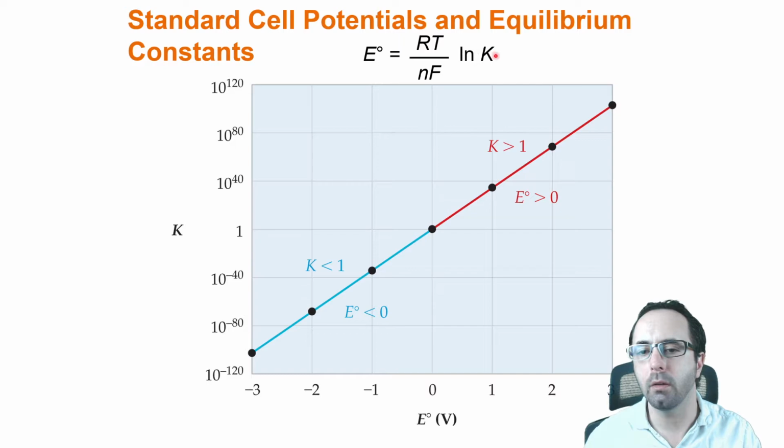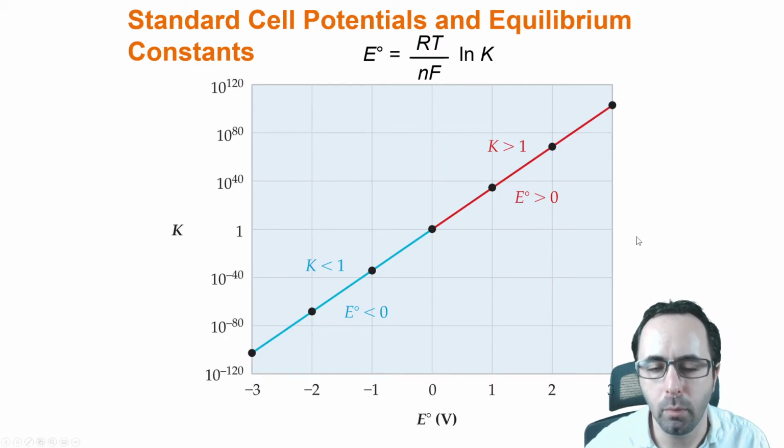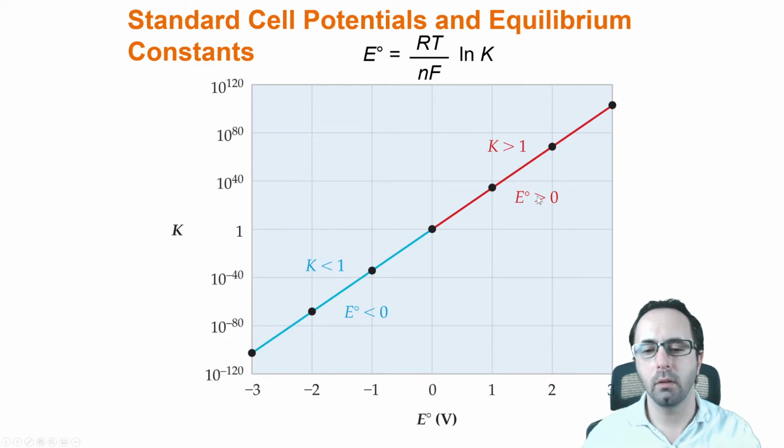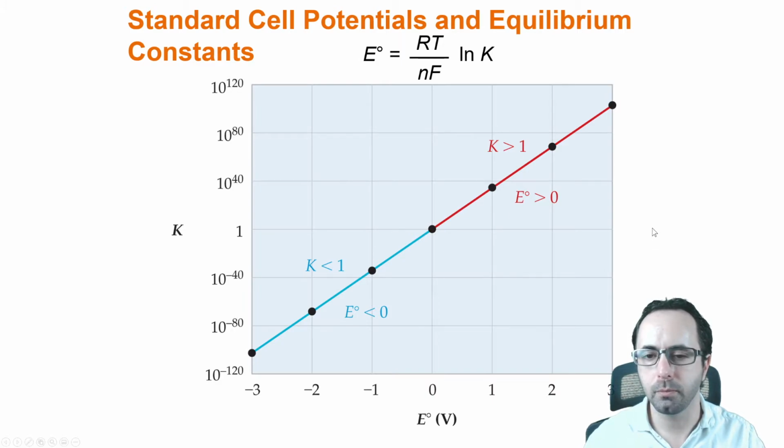If K is greater than 1, well, I'll start with K is less than 1. Then you get a negative number here, so E standard would be negative, so we can see these negative E standard values here. If K is greater than 1, then the natural log of a number greater than 1 will be positive, so your E standard will be positive there. And that's the relationship dictated by this equation.